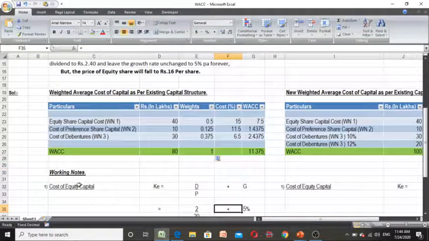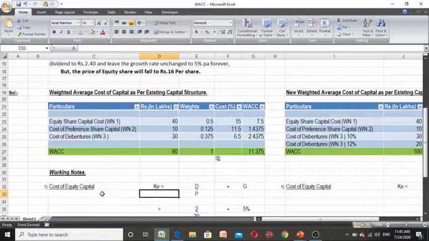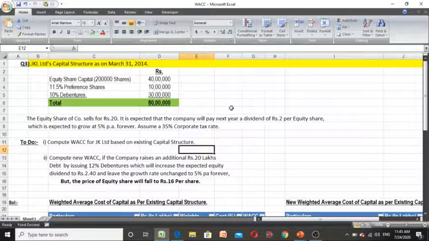Let's go on to the first working note. We know that the cost of equity, the formula says KE, because cost of equity can be written as KE. And the formula is nothing but dividend upon the current market price plus the growth rate. Okay, and the dividend, as per the existing capital structure, the dividend that was discussed in the question over here, observe my cursor very carefully. Dividend is rupees 2.